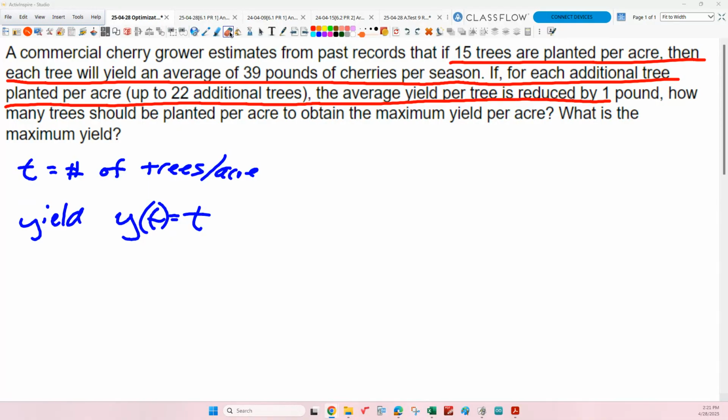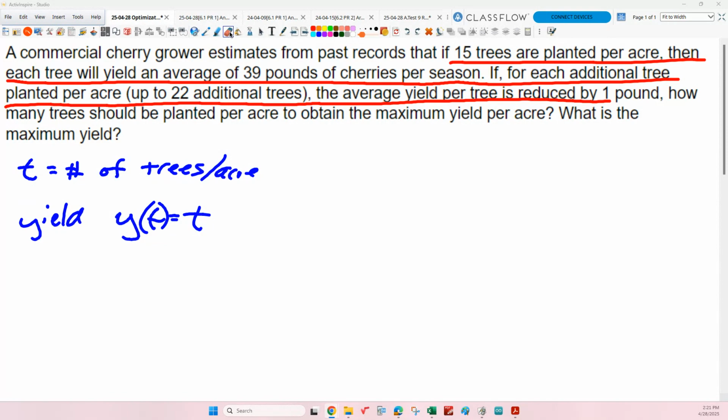The yield is reduced by 1 for every what? Well, but it's not just every tree. It's every tree in excess of 15, right? So how would you say that? The number of trees in excess of 15. You don't need any inequalities here. I just want to, how do you say that expression? The number of trees in excess of 15. So for example, if T were 22, what would the number in excess of 15 be?